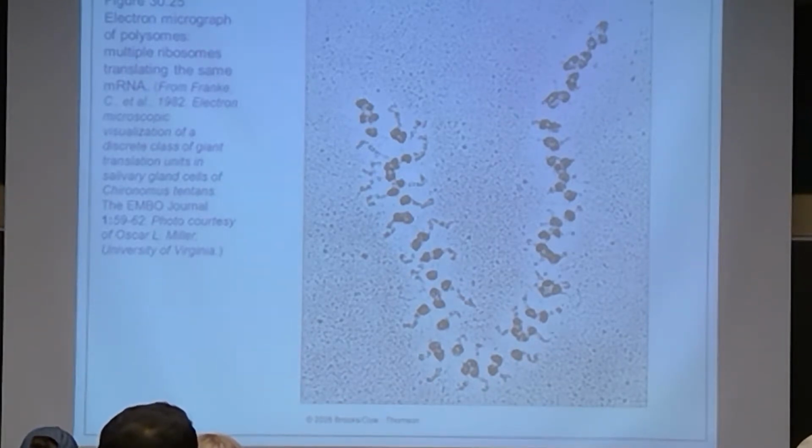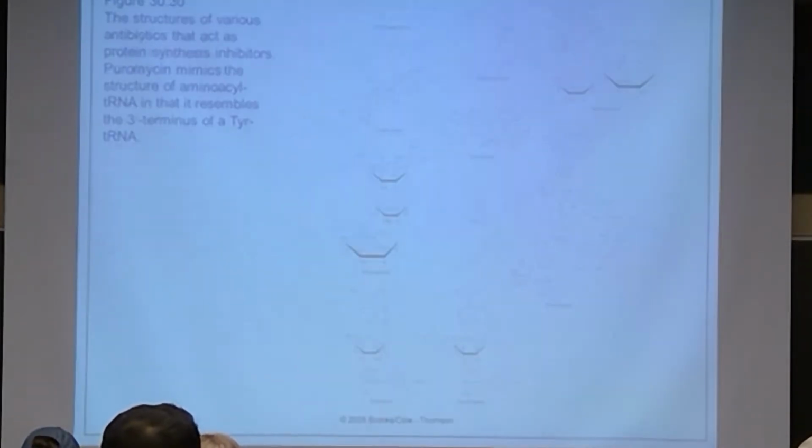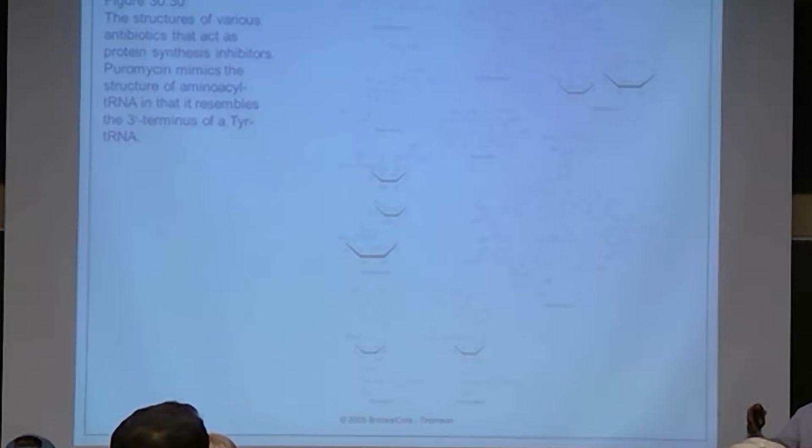Okay, so I think this is the last slide which I want to talk about. There are many antibiotics which we use for killing bacteria. When you are infected with bacteria, we use antibiotics, and many of these antibiotics actually stop translation. They are protein synthesis blockers. Various antibiotics act as protein synthesis inhibitors, puromycin, and so on. Basically, they mimic some of the structures and bind, so they block the translation.